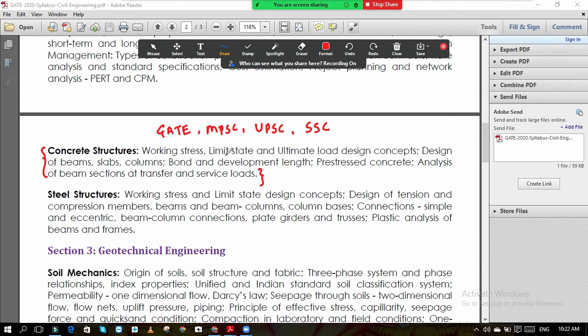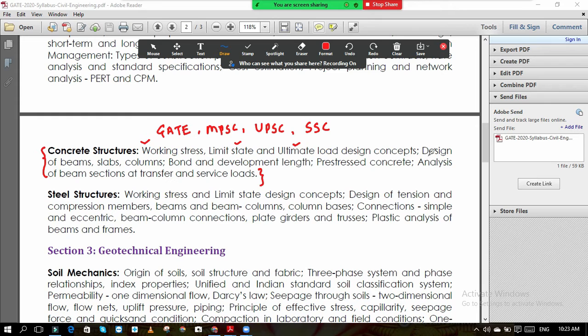So these are the points on which there will be objective questions for you in these exams, and we will cover them. Now, what am I going to do today? Today I will tell you in short what is working stress, then limit states, although we have already seen this in detail. Then the ultimate load design concept.